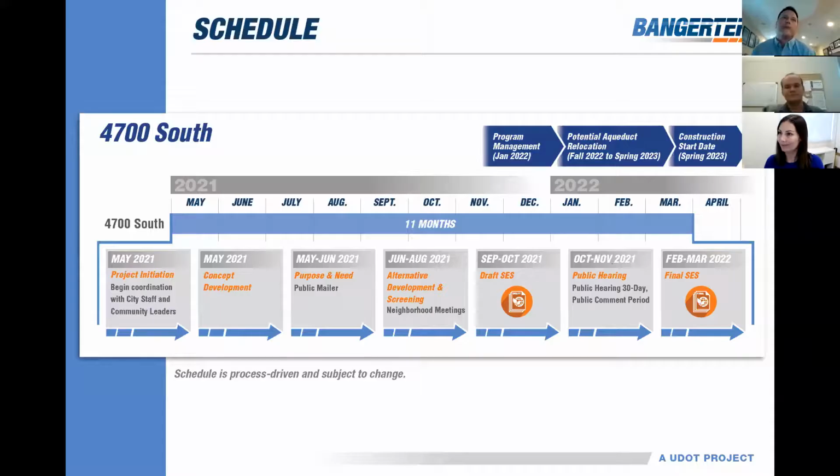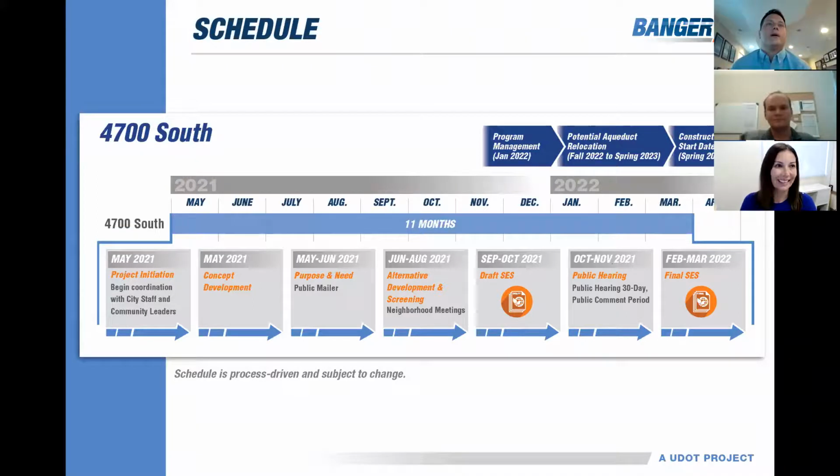Do you want to talk about how those interchanges kind of work together, Brian? Yeah. So let me reread that question. With the final SES scheduled for both 4700 South and 4100 South to California Avenue at the same time, will the time frame for property acquisitions be moved up sooner for the properties in that area? Do you want to talk maybe about where that 4100 fits into the overall Bangerter schedule? Yeah, it's a great question.